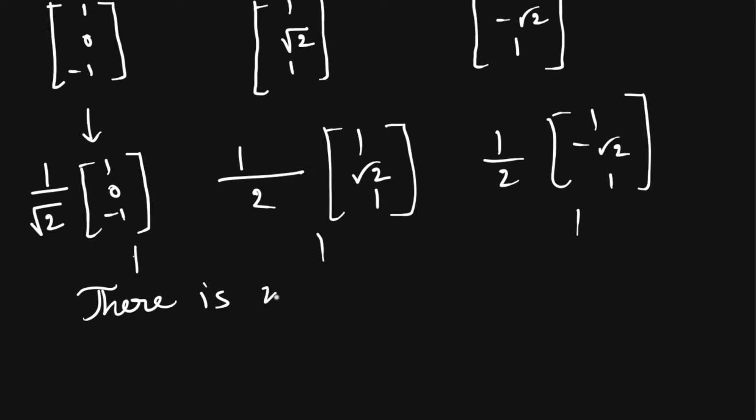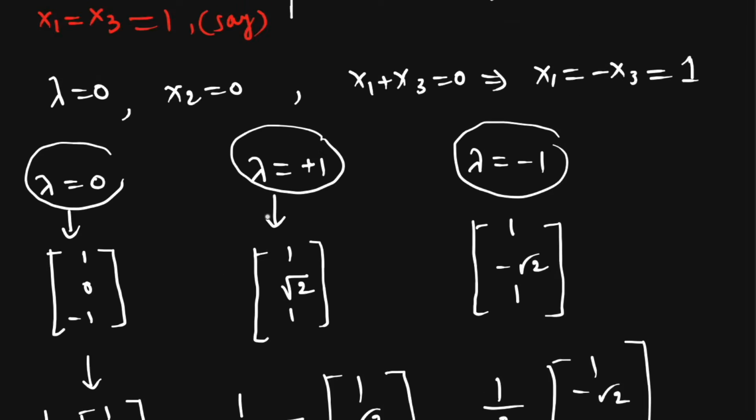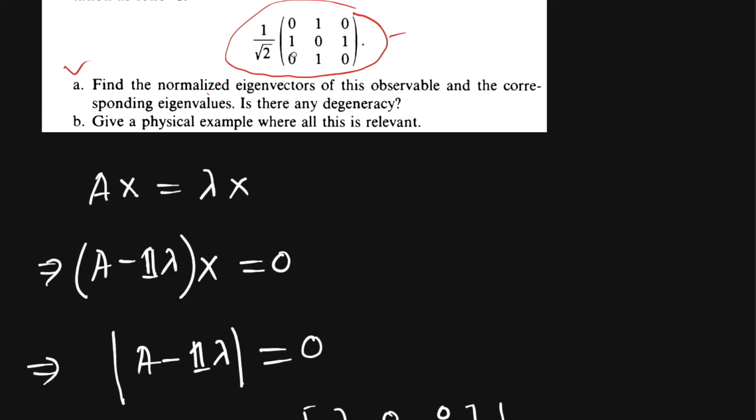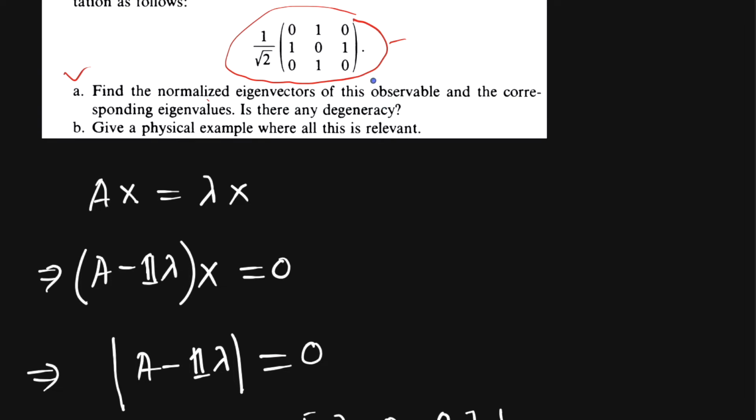There is no degeneracy. And this matrix, this operator, physically corresponds to a system whose spin is 1, and that means its component will be +1, 0 or -1.